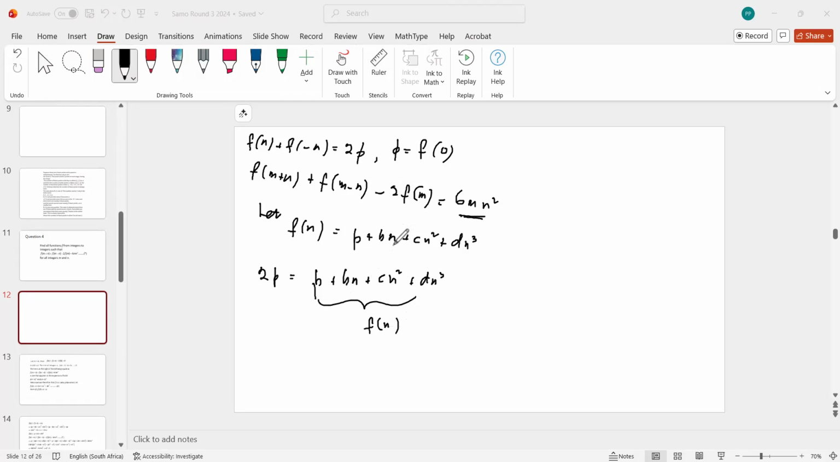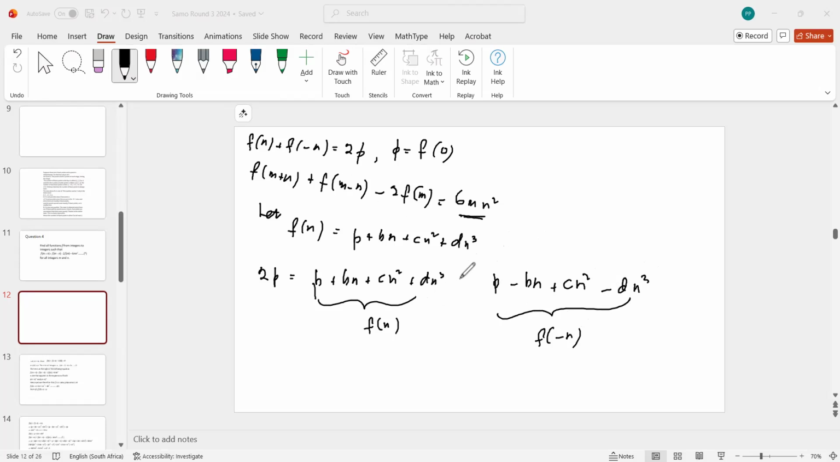And f of minus n, you have to replace n by minus n. You'll have p minus bn. You replace n by minus n, you'll have minus dn cubed. And if you replace n by minus n here, it doesn't change. Minus n all squared is still n squared. But here it changes. So now this is your f of n. This is f of minus n.